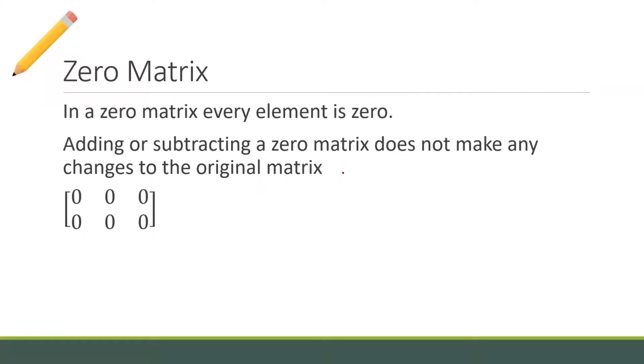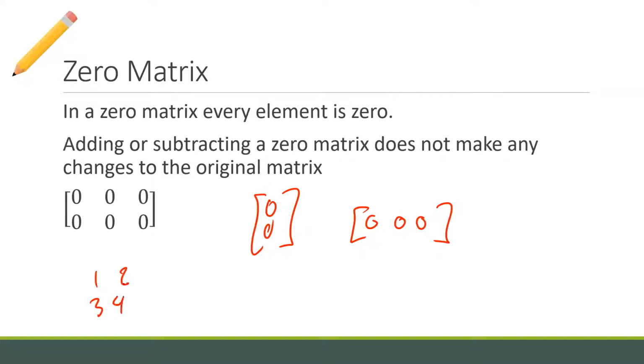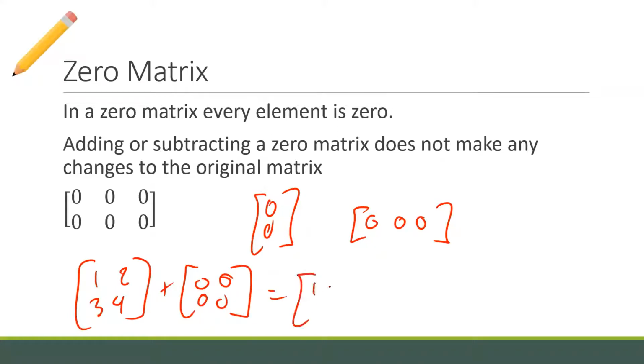A 0 matrix means that every number in the matrix is 0, and it can be any size you want as long as all the numbers are 0. The reason they're powerful is because if I have 1, 2, 3, 4 and I add the 0 matrix, it makes a matrix that is 1, 2, 3, 4, because each of these elements has 0 added to it.